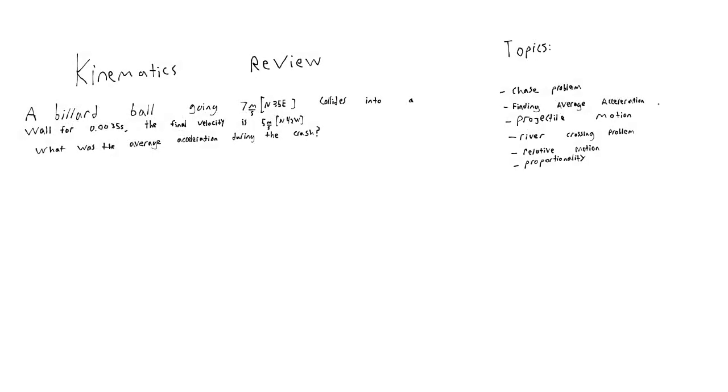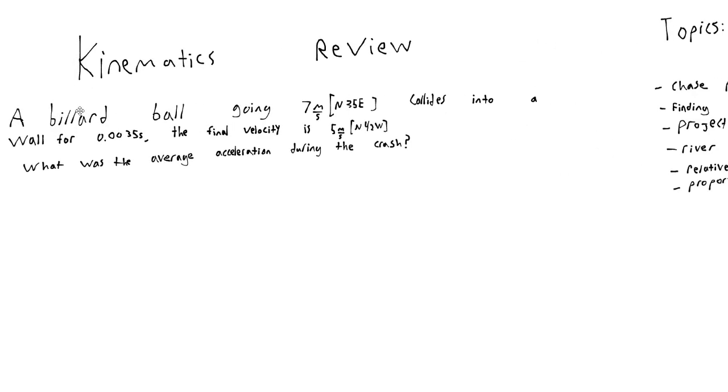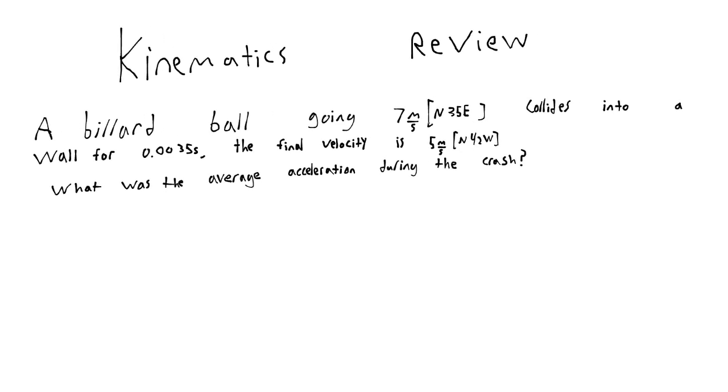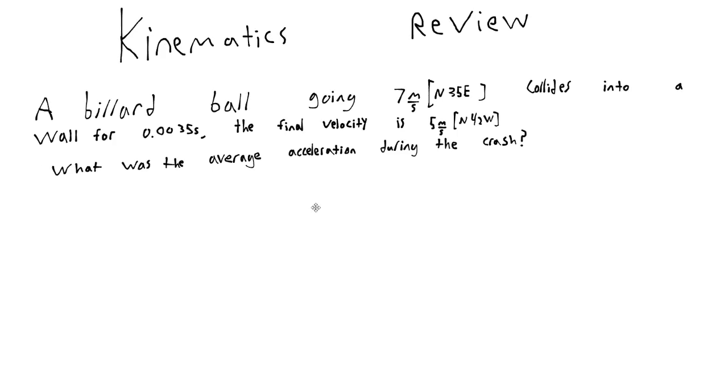So this is finding average acceleration problem. Here's the question. A billiard ball going 7 meters a second north 35 degrees east collides into a wall for 0.035 seconds. The final velocity is 5 meters a second north 42 degrees west. What is the average acceleration during the crash?